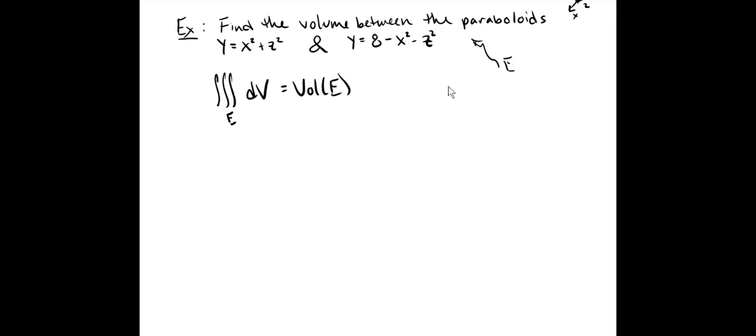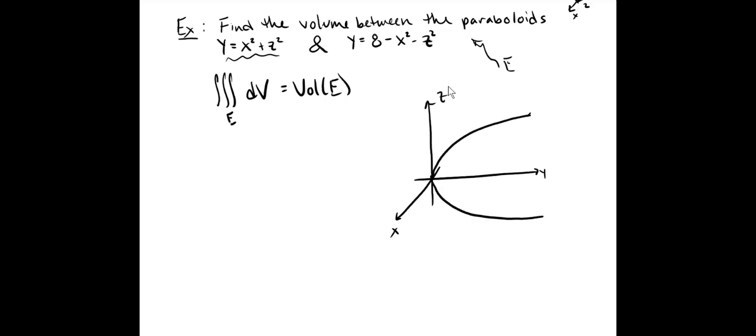Well, again, we better figure out what this thing looks like. Let's do it with some pictures here. We're already told these are paraboloids. This one is opening along the positive y direction. Something like that. And the other one is shifted 8 units in the y direction and then opening in the negative y direction. So if this is 8 units, it's doing something like this. It's opening in the opposite direction.